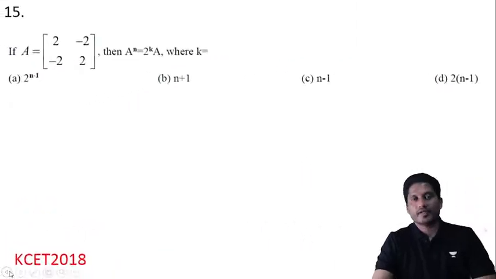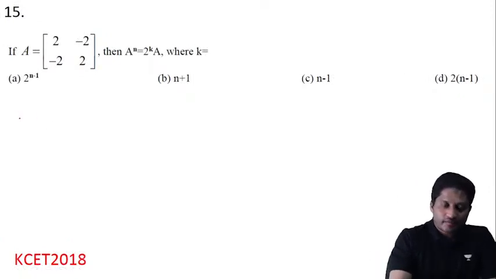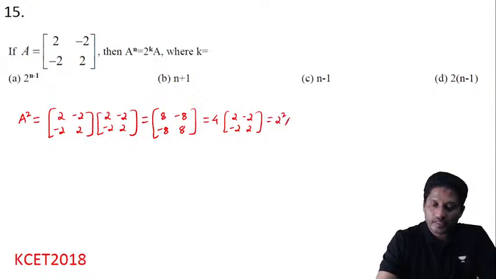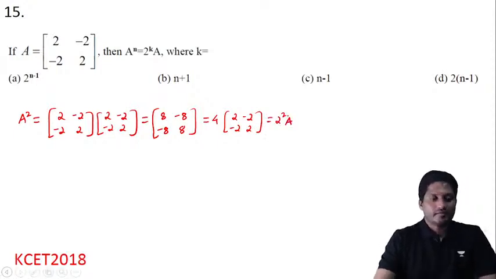Okay, follow carefully. Very good question. First, I'll find out A square. A square is A into A, right? Multiplying the matrices, first row first column will be 8 minus 8 minus 8 and plus 8. If I take 4 common, it will be equal to 2 times the matrix with entries 2, minus 2, minus 2 and 2, which is 2 square into matrix A. Right, let me find it first, then A cube.